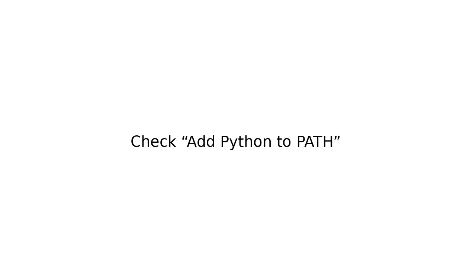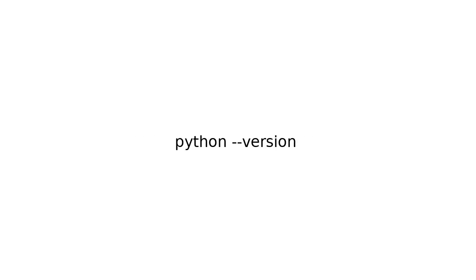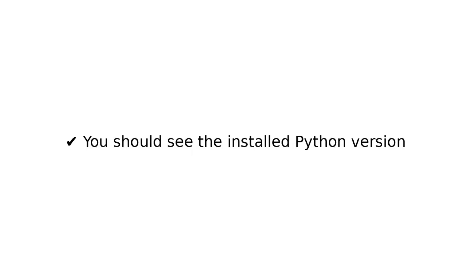3. Install Python on Windows. Run the downloaded installer. Check Add Python to PATH. Click Install Now. Wait for the installation to complete. Open command prompt and type python --version. Checkmark. You should see the installed Python version.